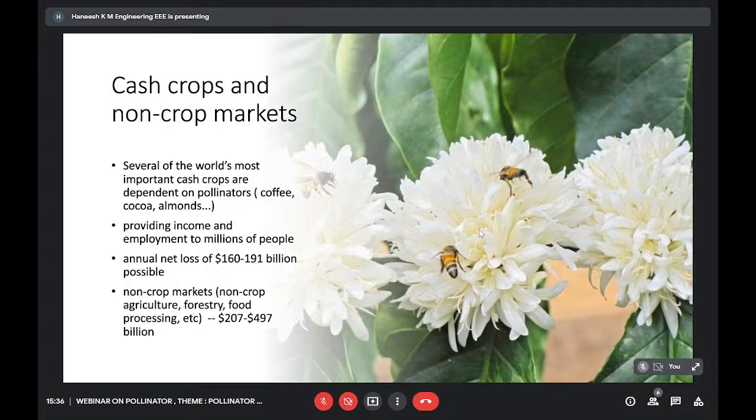So many are into cultivation, many are into food processing, all that. If pollination is not happening in this sector, it will be billions of loss in terms of output and also in terms of job loss. Also, there are a lot of non-crop markets, like agriculture, forestry, food processing, etc. So that also is supported by the pollinators.